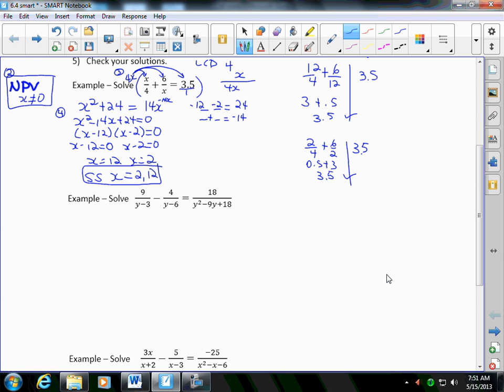If I look at my first one here, I have 9 over y minus 3. I can't do anything with that. Minus 4 over y minus 6, that is factored. My denominator there, I can factor. So y squared minus 9y plus 18, my factors, a product of 18 and sum of negative 9, are y minus 6 and y minus 3.